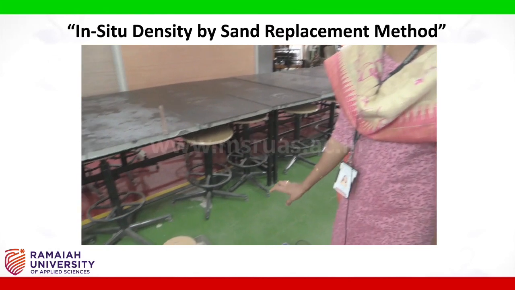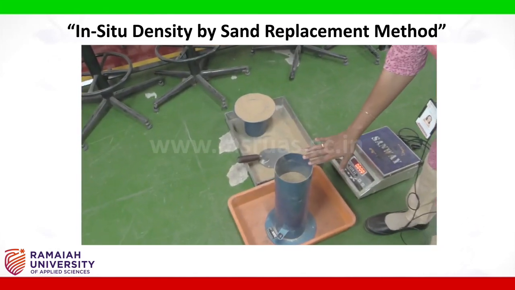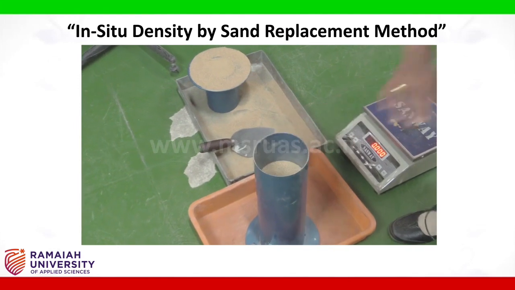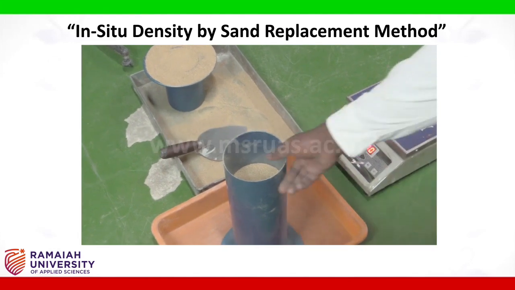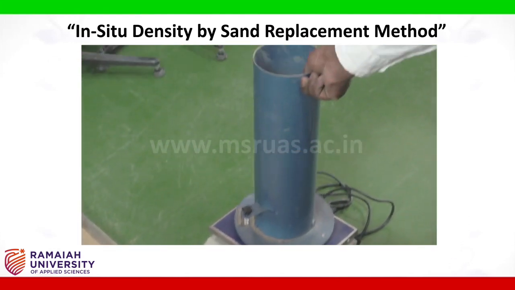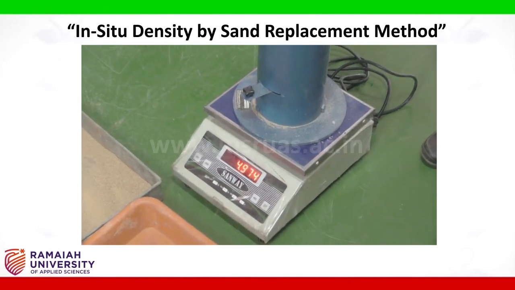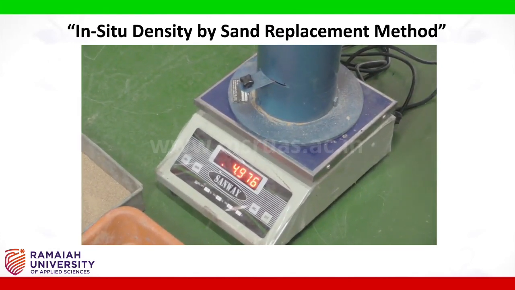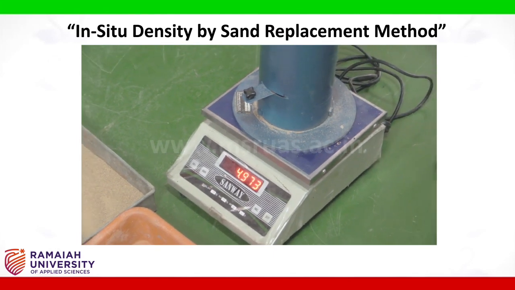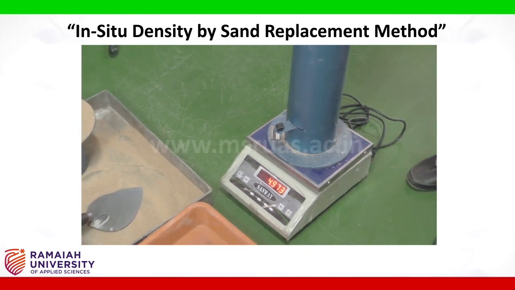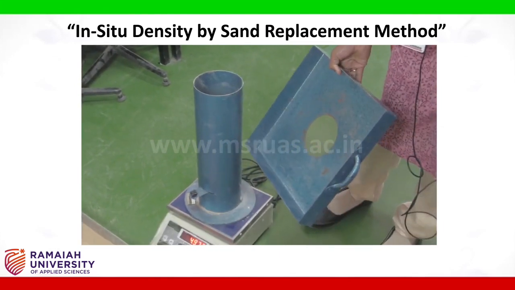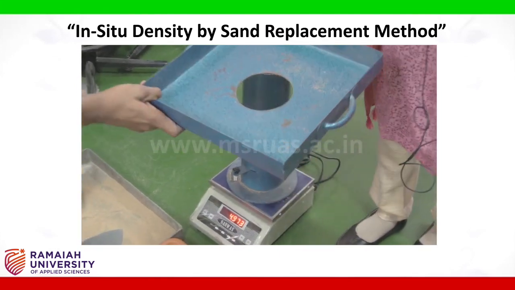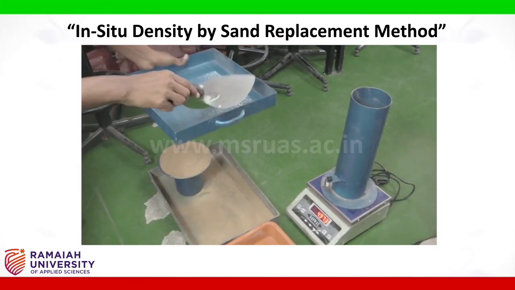Once the calibration is over, we will fill the sand pouring cylinder with some more sand till a portion below the top and weigh it. The weight of the sand pouring cylinder now is 4.973 kilogram. Now we will take the tray with the hole to the field along with this sand pouring cylinder and a trowel, and we will continue it in the field.